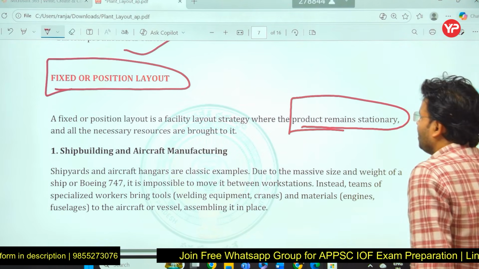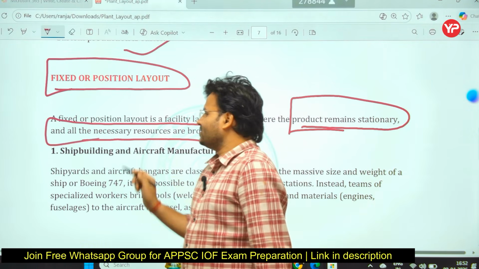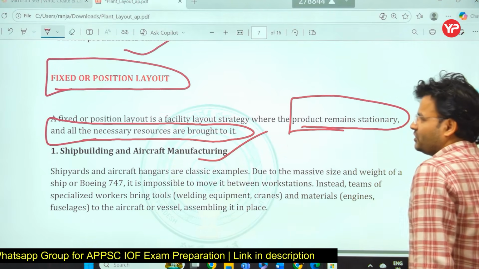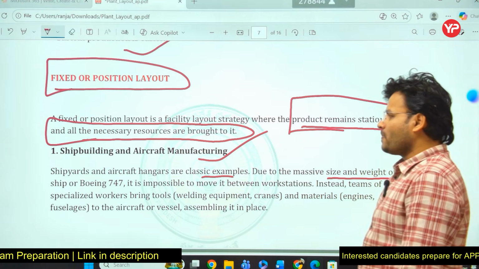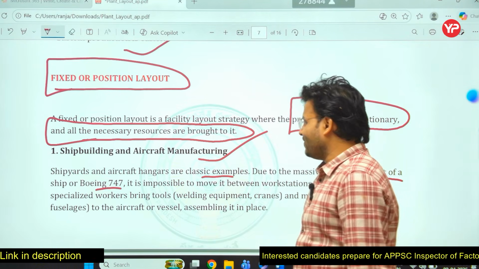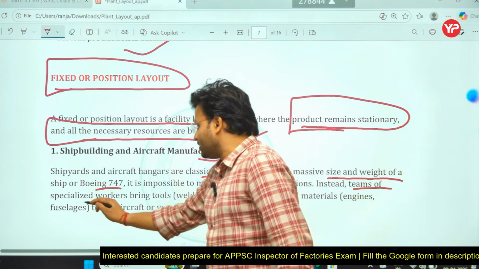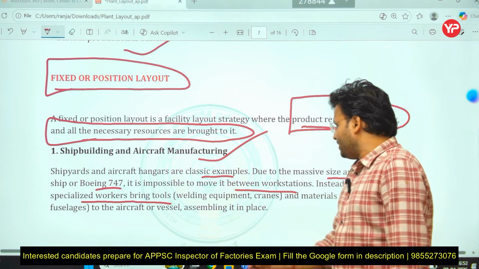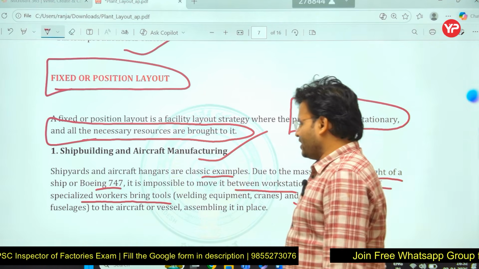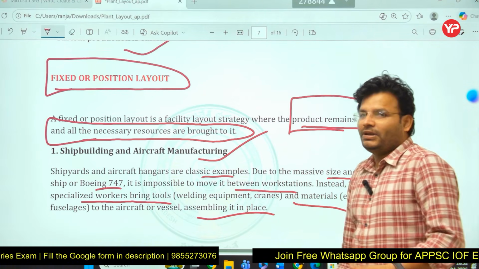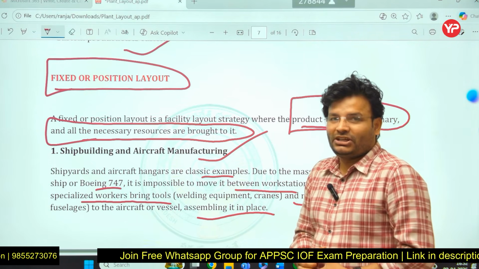Here we can say the product remains stationary and all the necessary resources are brought to it. Shipbuilding and aircraft manufacturing, shipyards and aircraft hangars are classical examples. Due to the massive size and weight of a ship or Boeing 747, it is impossible to move it between workstations. Instead, teams of specialized workers bring tools, welding equipment, cranes, whatever is needed, and materials, and assemble the aircraft or vessel in one place. So that comes under the category of fixed or position layout.